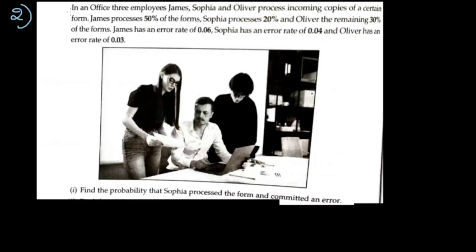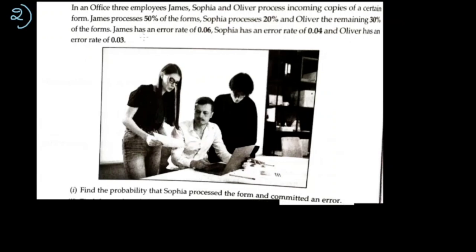So here we have the second case study. In an office, 3 employees, James, Sophia and Oliver, process incoming copies of a certain form. James processed 50% of the forms, Sophia processed 20%, and Oliver processed 30%. James has an error rate of 0.06, Sophia 0.04, and Oliver 0.03. Find the probability that Sophia processed the form and committed an error.